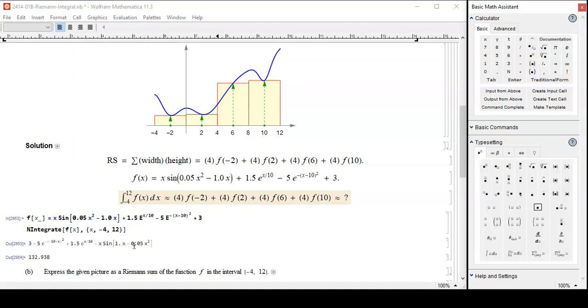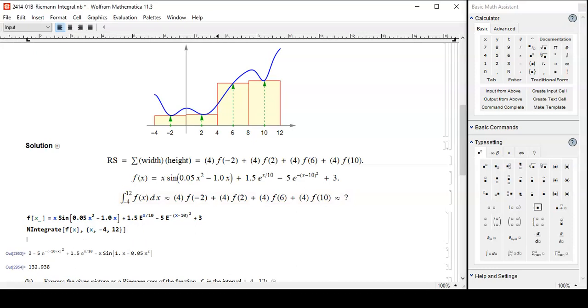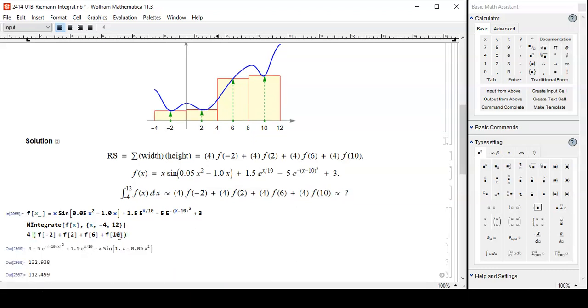Interesting. If you do this, what do you get? Shall we do the computation? So 4 times f of -2 plus f of 2 plus f of 6 plus f of 10, after factoring out the 4. That quantity is 112.499. So you can do it like this.